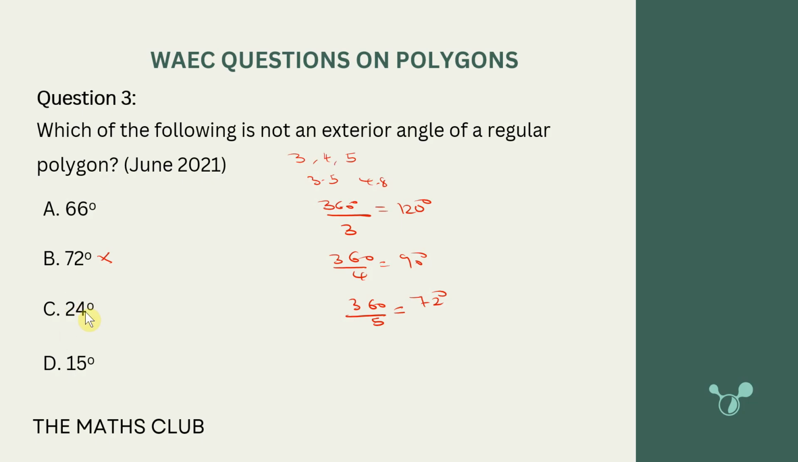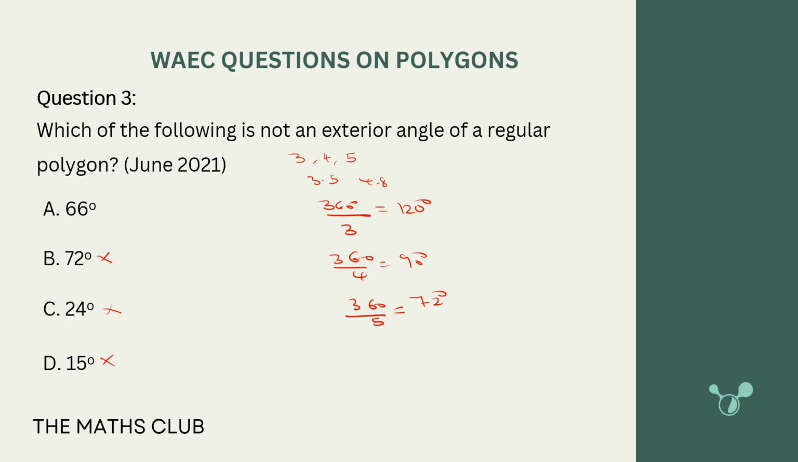If I do 360 divided by 24, that gives me 15. So of course, if I do 15 times 24, I will have 360. So I know that this is not my answer. If I do 360 divided by 15, I will have 24. So I know that, of course, this is not my answer. If I do 360 divided by 66, I will have 5.45. Do we have a number of sides that's 5.45? No. So the one that is not an exterior angle is option A.